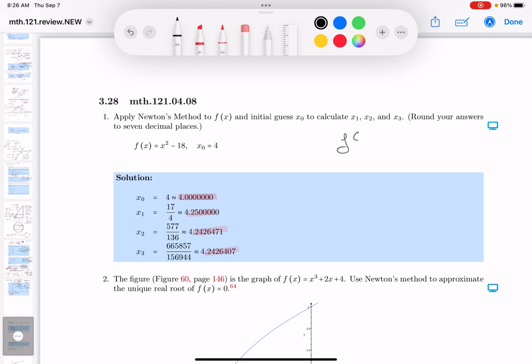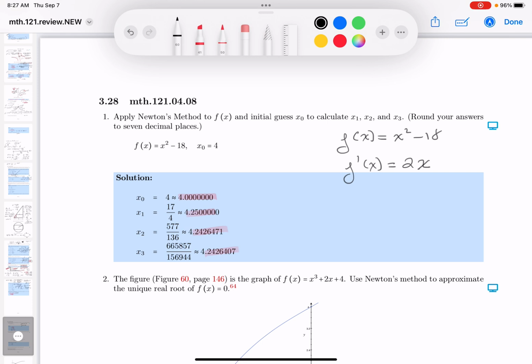Certainly write down f of x. What's f of x? It's x squared minus 18. That's one thing I absolutely have to come up with. The other thing is its derivative. What's the derivative going to be? Well, looking at it, it's pretty simple, 2x.